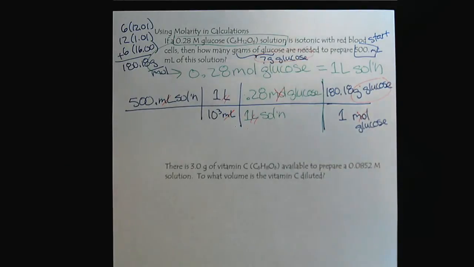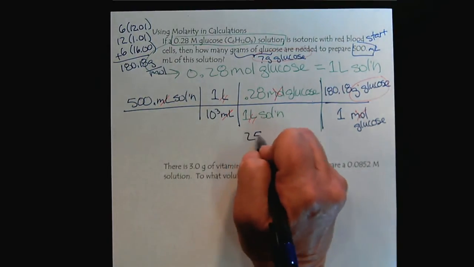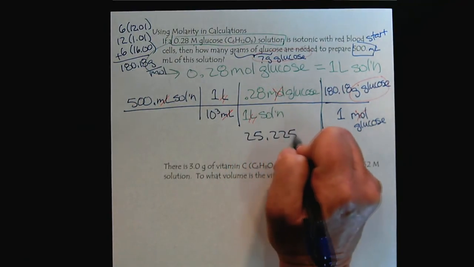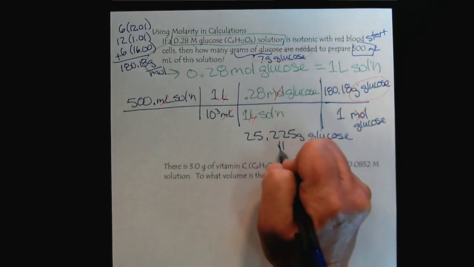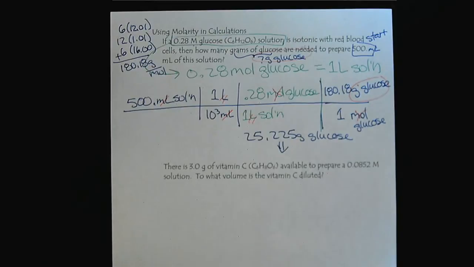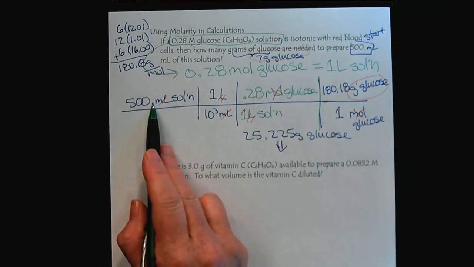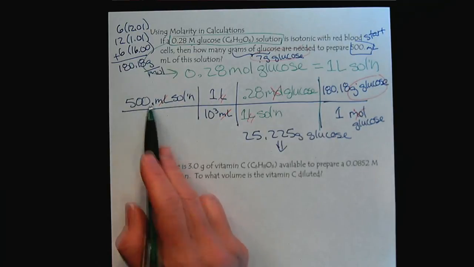So since our units are showing that the calculation is complete, we'll go ahead and punch these numbers into our calculator. And the calculator spits out 25.225 grams of glucose. So then our last step is to report the correct sig figs. Here we have a decimal on this volume, so these trailing zeros count.